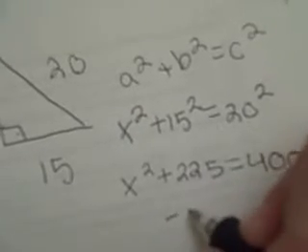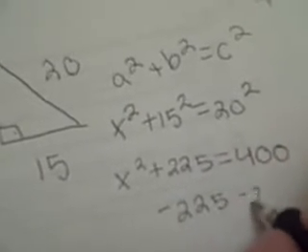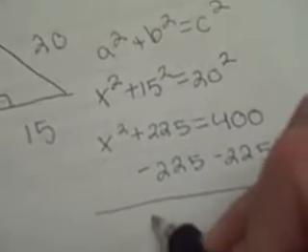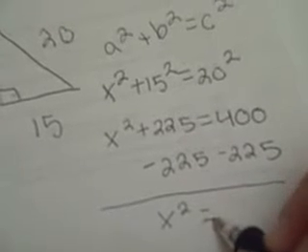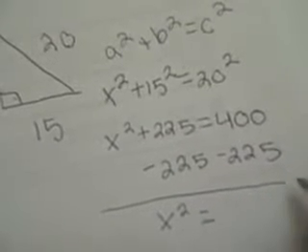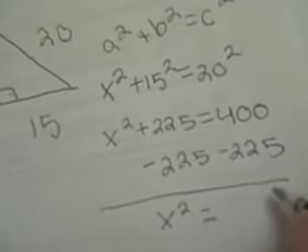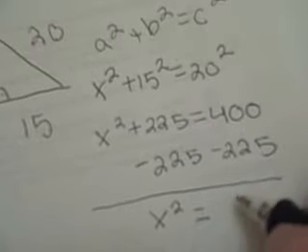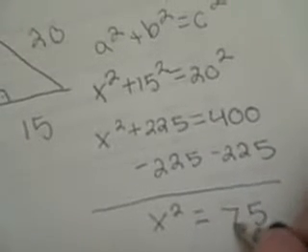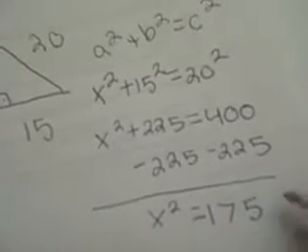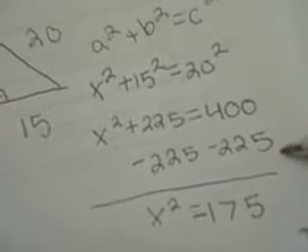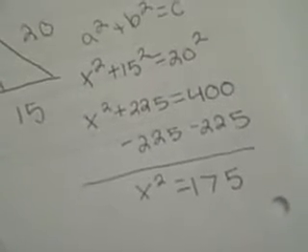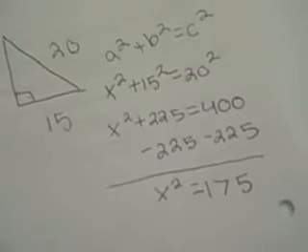The next thing I would want to do is subtract 225 from both sides. Which would give me, I didn't bring a calculator with me. Hold on. So this gives me 5. That's going to give me 7, 1. Let me double check that to make sure it's correct. Yeah, that should be right. So we get x squared is equal to 175.